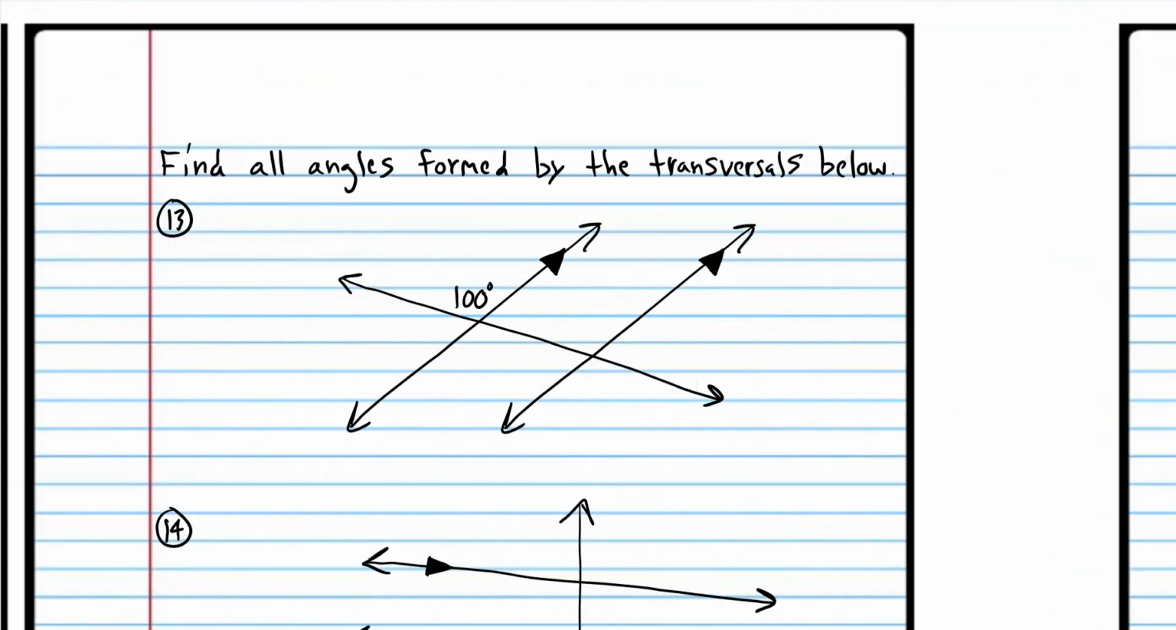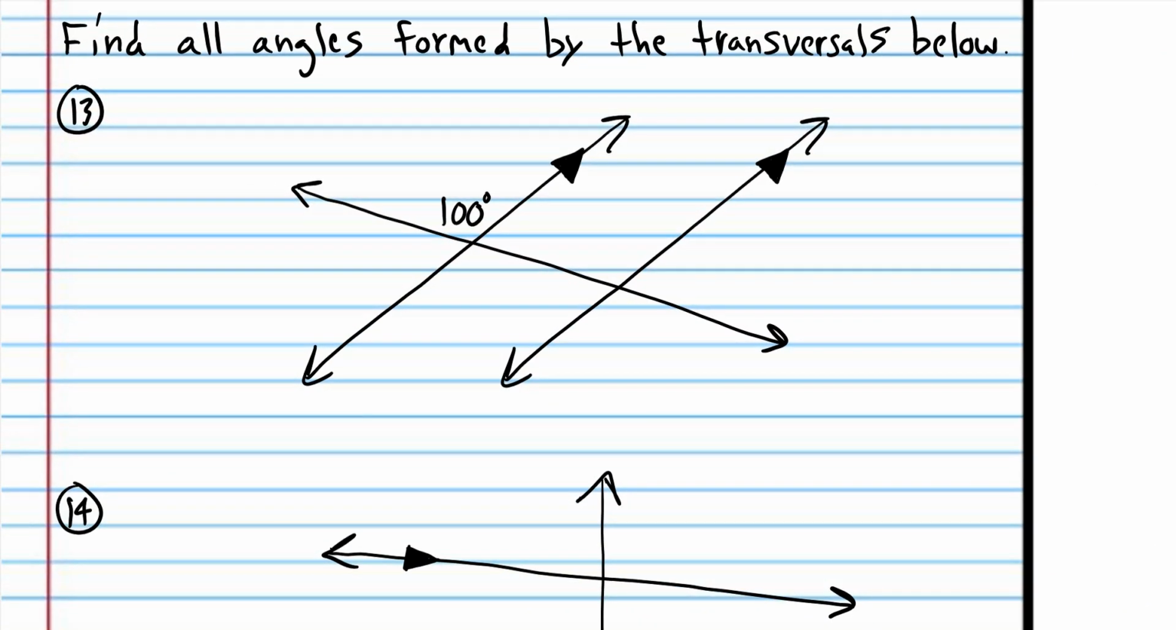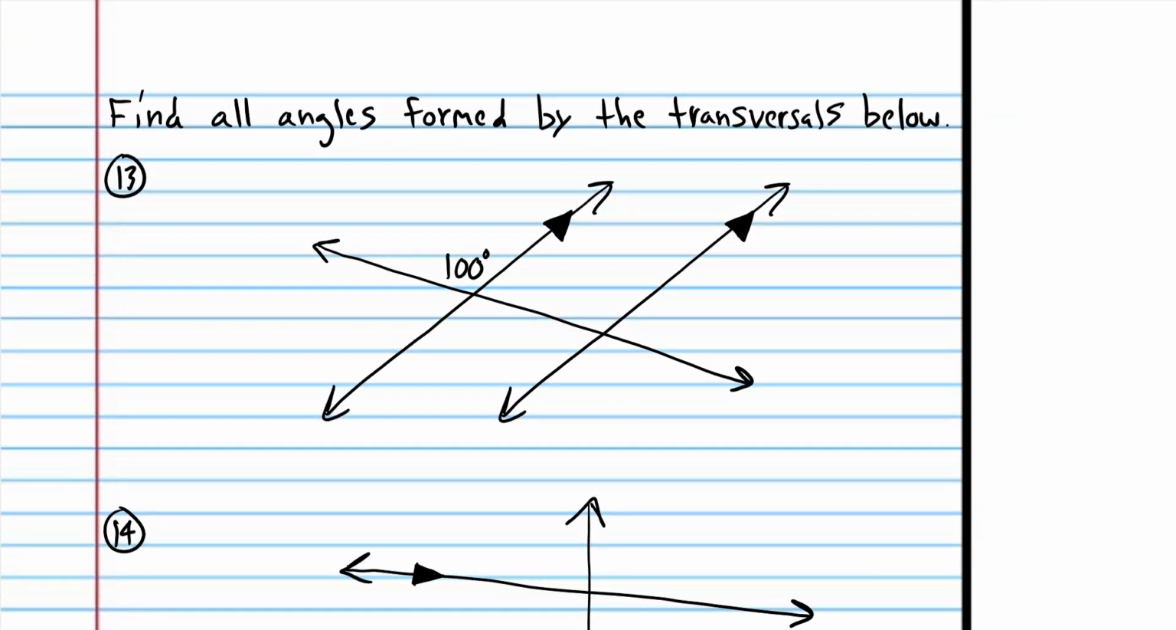So let's demonstrate this. We have two parallel lines, and how do I know that those are parallel? I know they're parallel because of these arrows. So now what we can do is find all these other angles, just given one of the angles. We know that upper left angle is 100 degrees. And what we're going to do is find all the other angles.